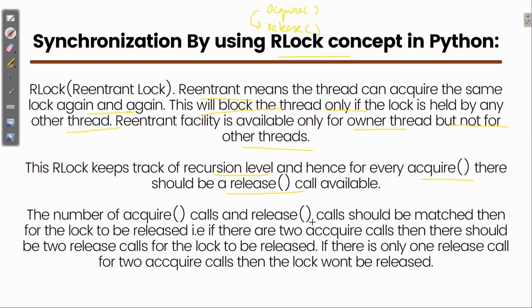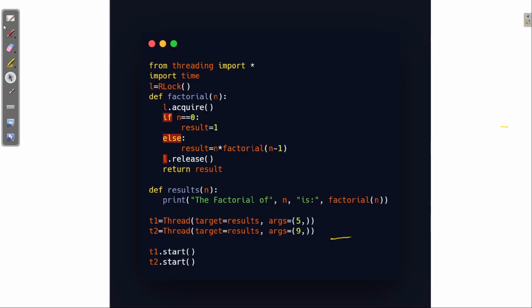The number of acquire calls and release calls should match for the lock to be released. That is, if there are two acquire calls, then there should be two release calls for the lock to be released. If there is only one release call for two acquire calls, then the lock won't be released. In simple words, if I lock the door, then I need to open it to enter again, or to allow others to enter. That was not the case in simple lock.